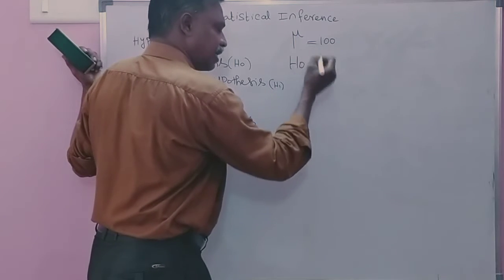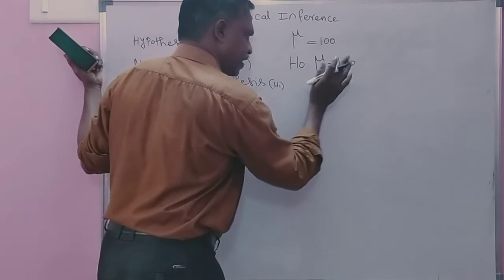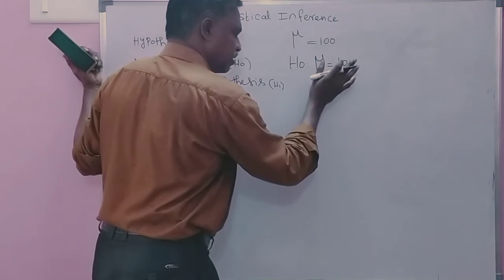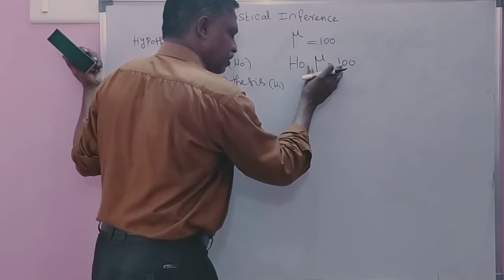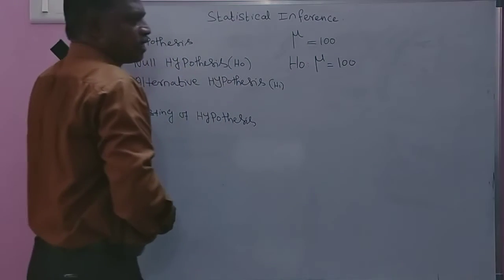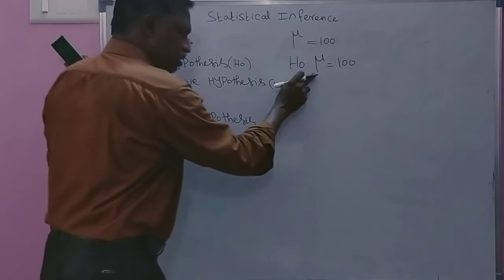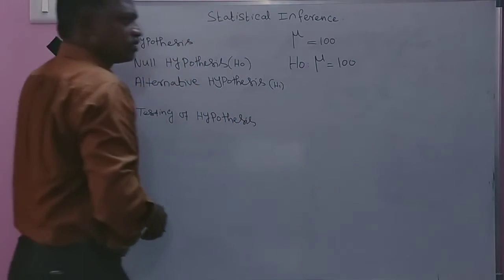We assume that the hypothesis is true. So H naught: mu equal to 100. We accept this; we assume that this is true. Under this assumption, we are going to test this hypothesis based on the sample observations. This hypothesis is called the null hypothesis. It always shows the equality symbol.